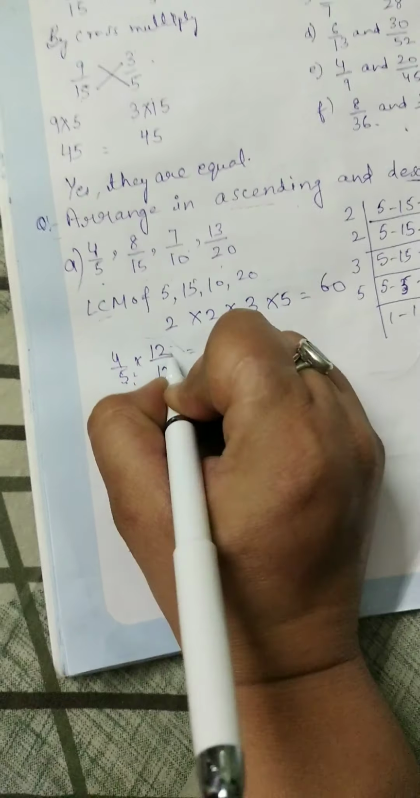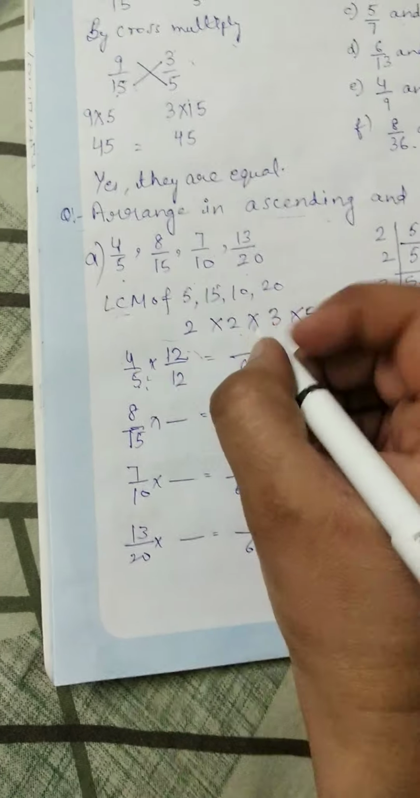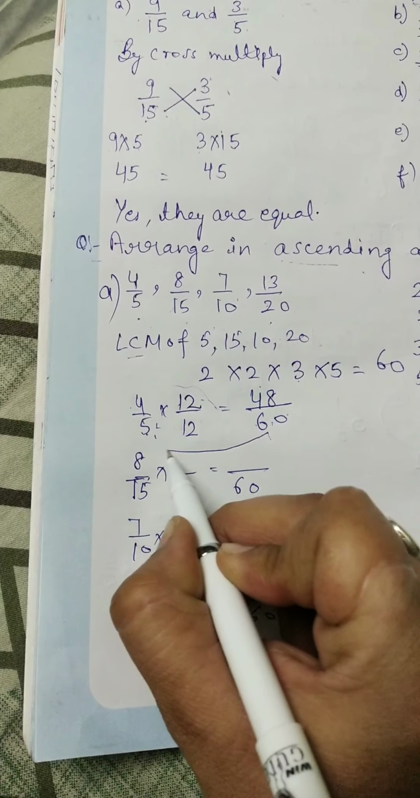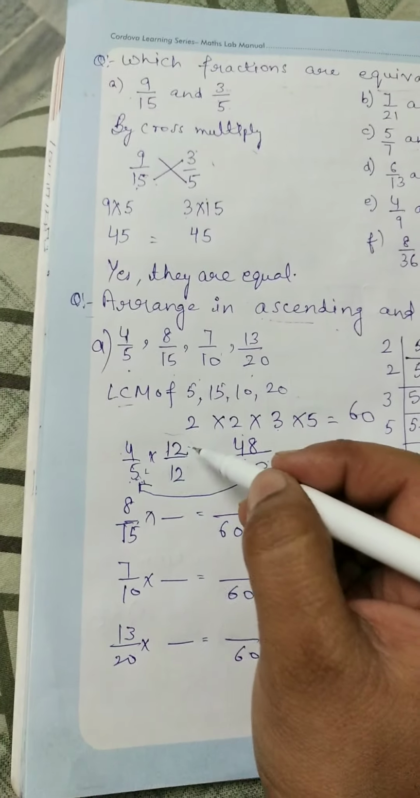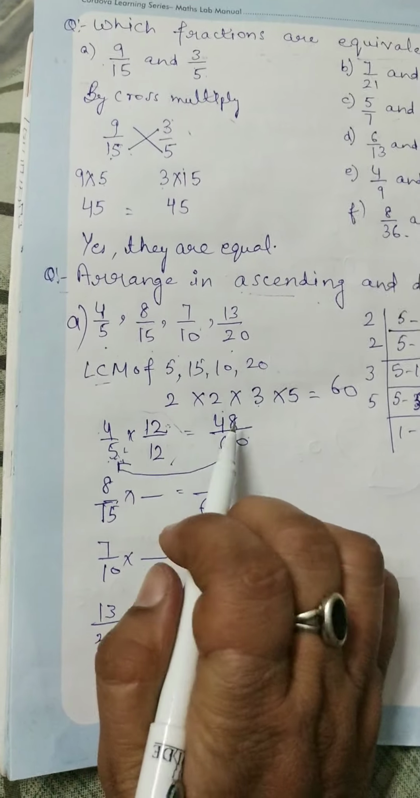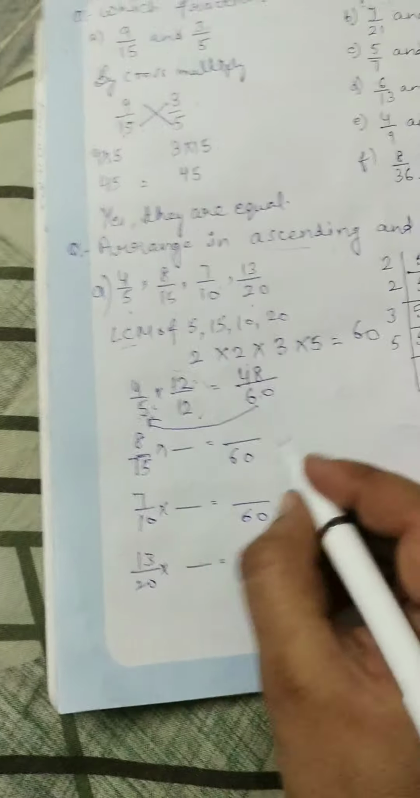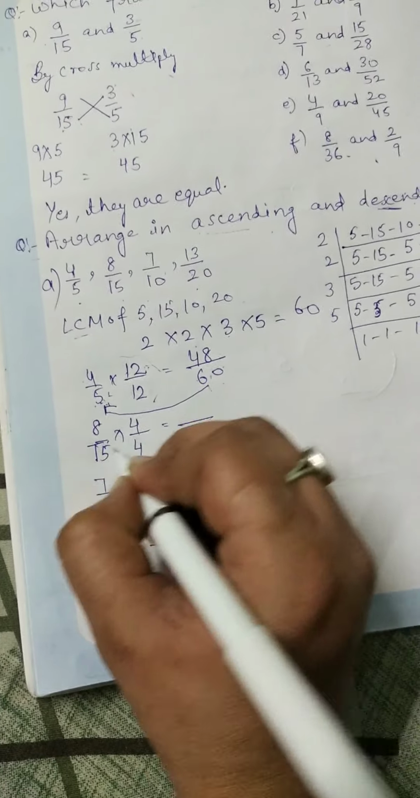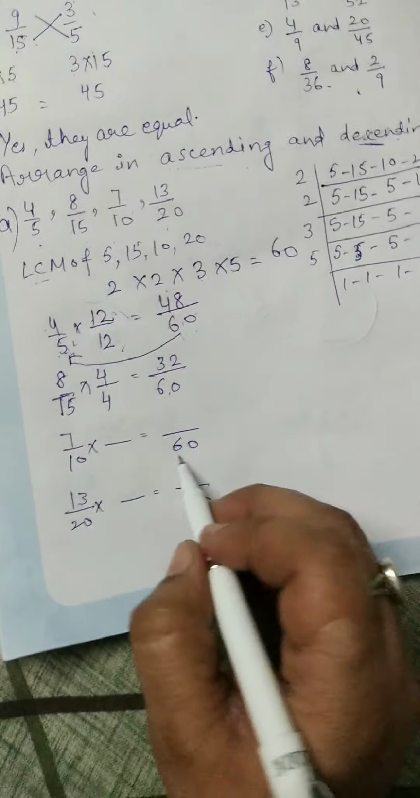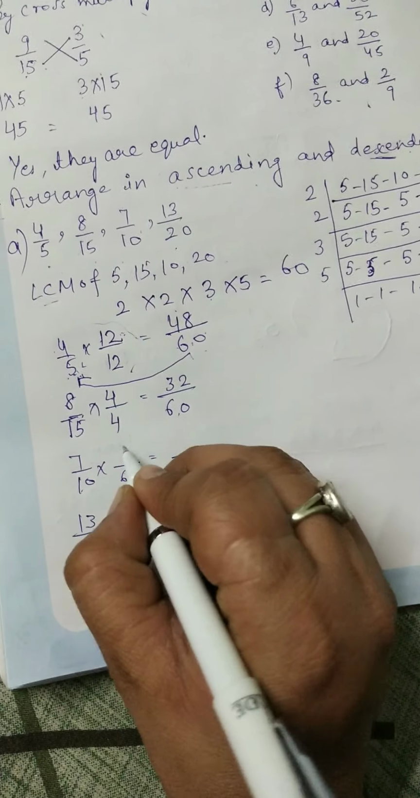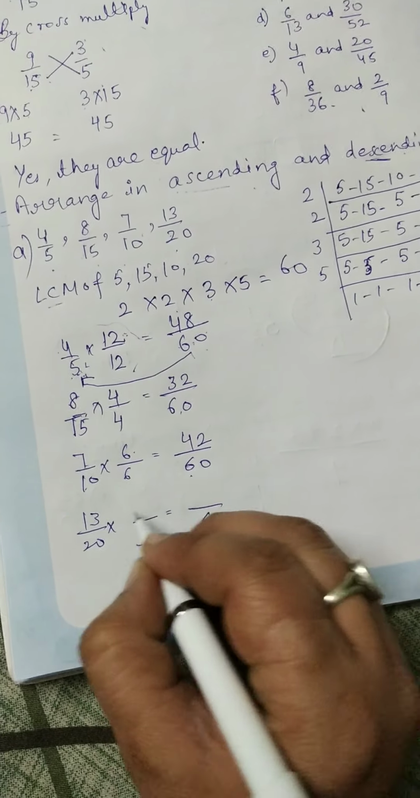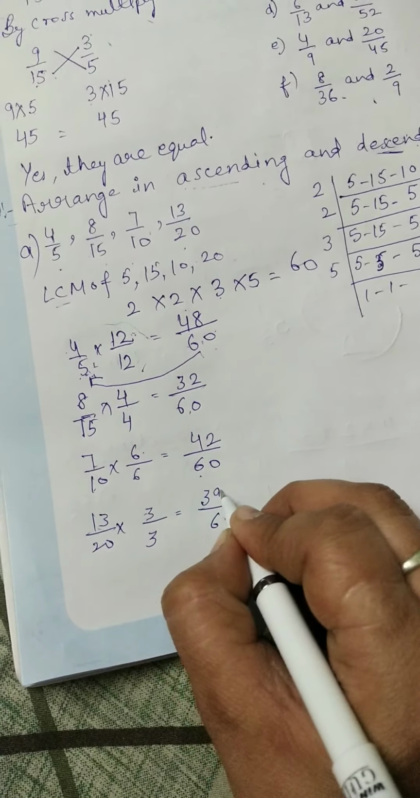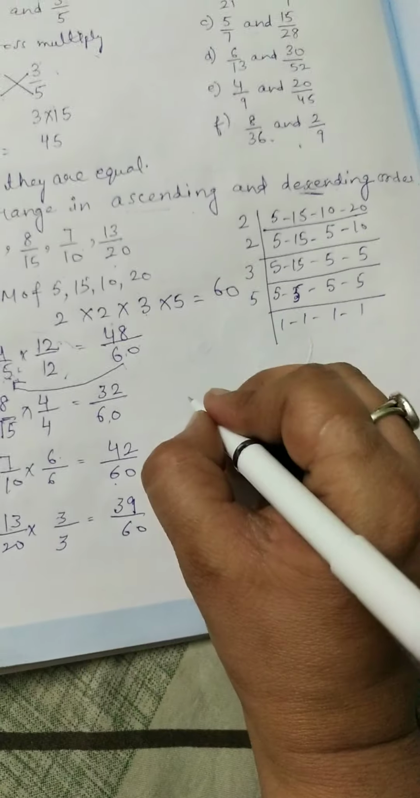Now with the numerator we will also multiply. 12 4s are 48. Again I am telling you, 60 divide by 5, then 12 will come. With the numerator also multiply. 12 4s are 48, 12 5s are 60. Same for the others: 60 divided by 15, 4; 8 4s are 32. 60 divided by 10, 6; 7 6s are 42. 60 divided by 20, 3; 13 3s are 39.